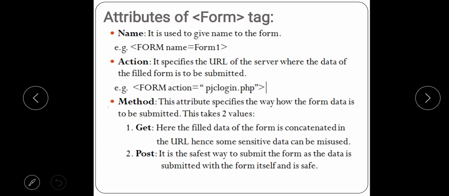So next, and the important attribute is method. Here you can see this attribute specifies the way the form data is to be submitted. Now this is very important. Just concentrate that method is an attribute which tells the form how to submit the data. Now this method can take only two values. Either you can give the value as get or post. So it can have only two values, method equal to get or method equal to post. Nothing else. It won't work.